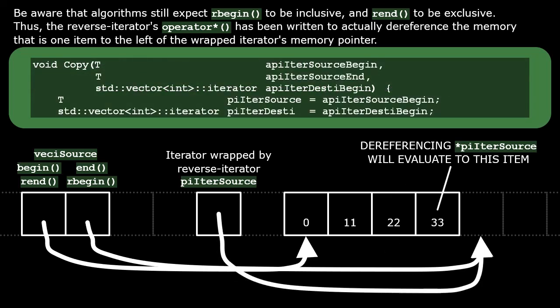To understand this better, consider where our iteration now begins. We now call rBegin, which returns the same as an ordinary end position. The algorithm expects to be able to access some item at that position, which it can, because the reverse iterator's dereferencing will access memory that's one item to the left of that position. And one item to the left of the end position is the last item in the collection. So iterating backwards starts at the last item in the collection, as we would expect.